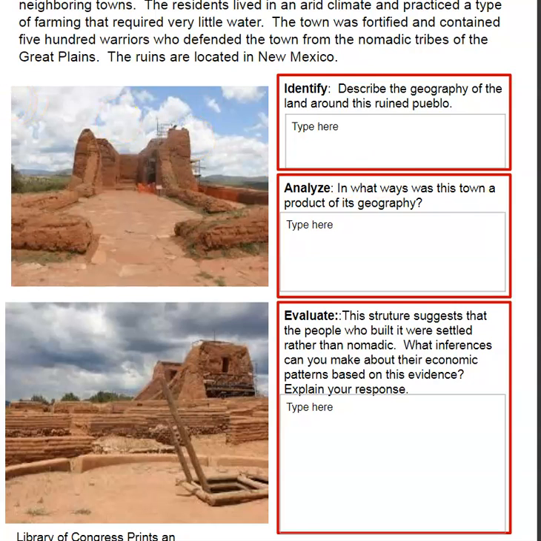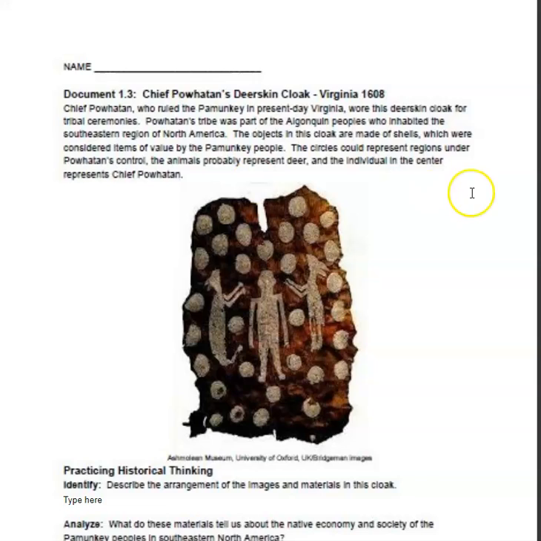And let's look at the next one real quick. Okay, I like this one. This is document 1.3 in your book. And this is Chief Powhatan. This is the father of Pocahontas, right? And he was the ruler of the Pamunkey tribe. And this was in 1608.